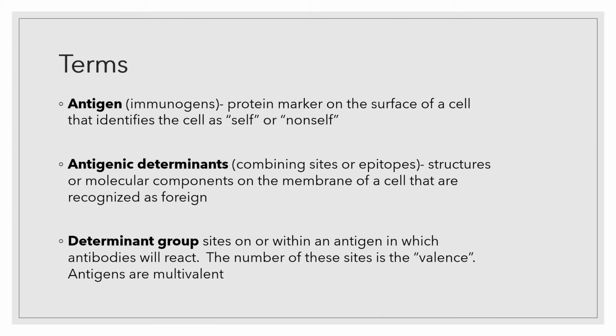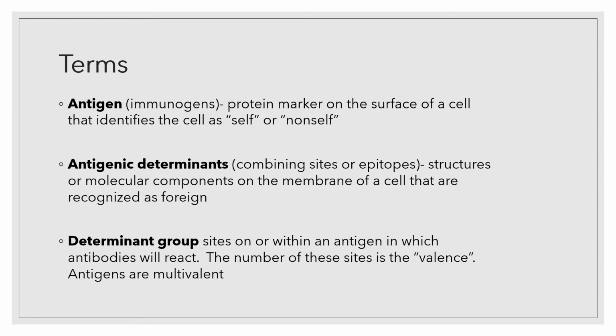Let's go ahead and switch gears and talk about antigens. Now, antigens are different than antibodies, okay? An antigen is a protein marker on the surface of a cell that identifies the cell as self or non-self. So when the body's immune system comes in contact with these protein markers on bacteria, it identifies them as non-self. Whereas if it comes in contact with other white cells, it would see those markers and call that self.